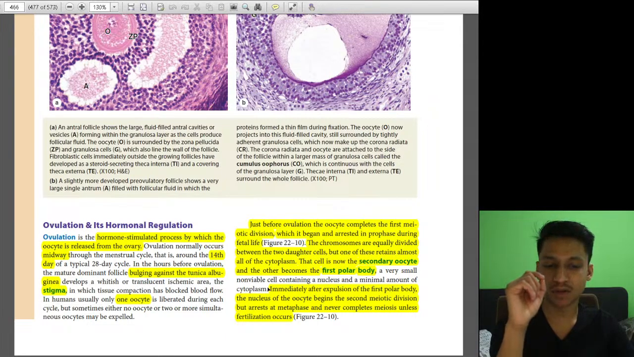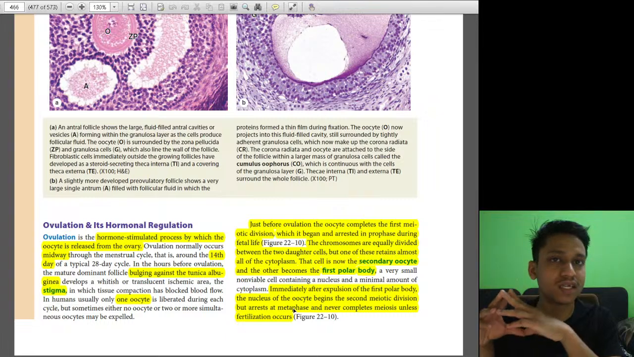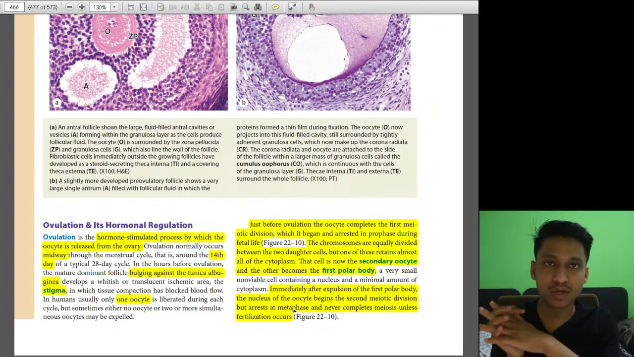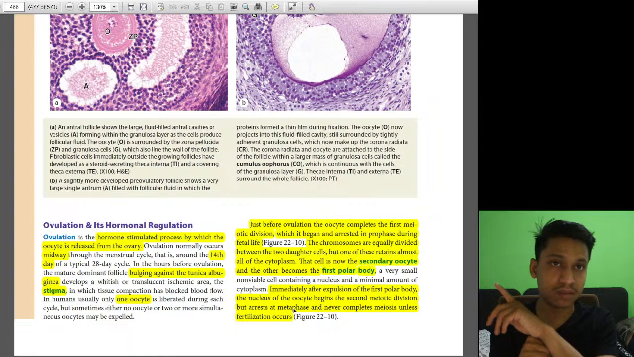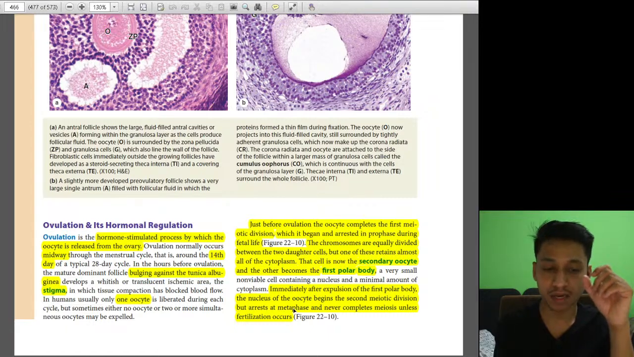Now, immediately after expulsion of the first polar body, the nucleus of the oocyte begins the second meiotic division, but arrests at metaphase. We remember that we arrested in prophase when we were doing the first meiotic division. When did it start? It started in the embryonic life of this female, but it completed its first meiotic division when it became ready for ovulation. And now we have the started second meiotic division, which gets arrested in metaphase.